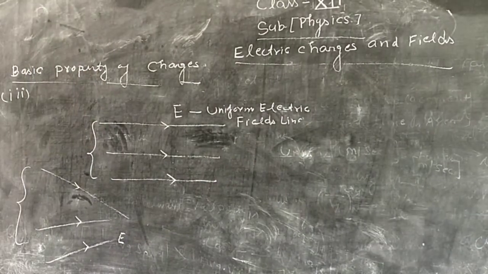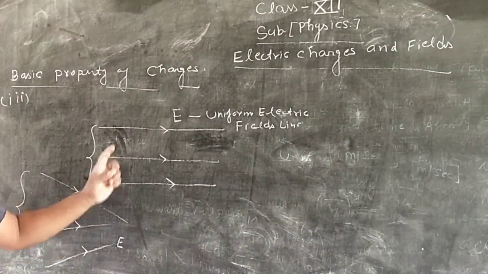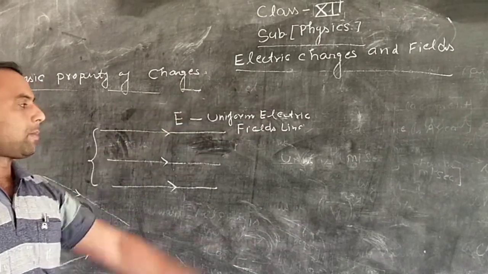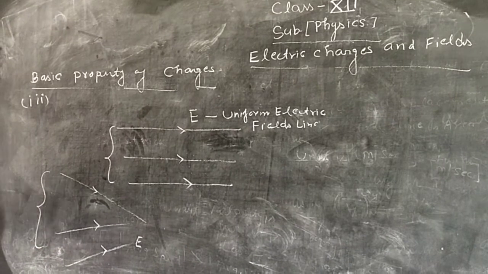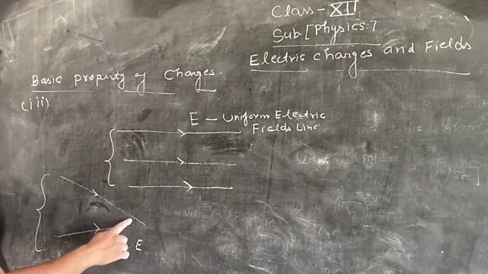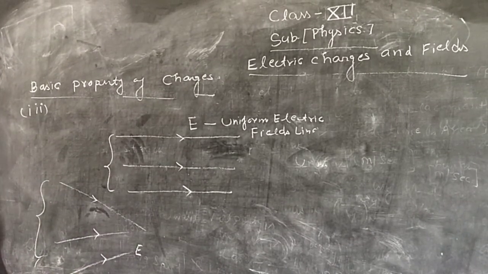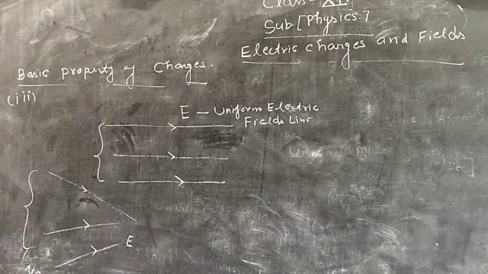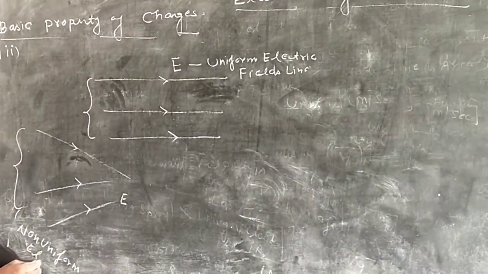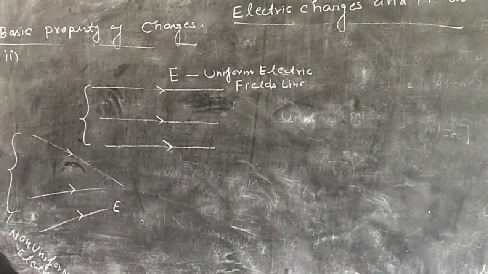If the spacing between the two electric field lines is constant throughout, then we can say that the electric field is uniform in nature. And here we see that the gap between the two electric field lines decreases continuously, and this nature of the electric field lines is called a non-uniform electric field.